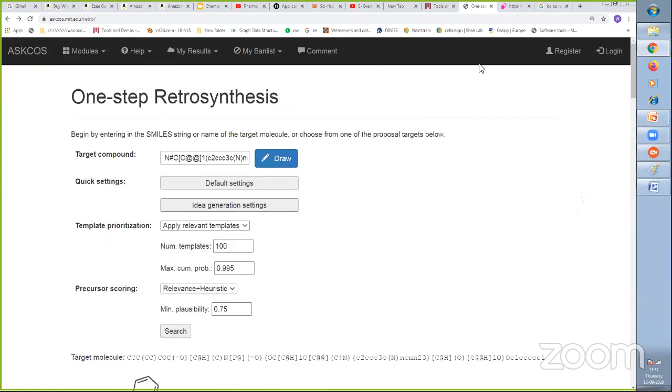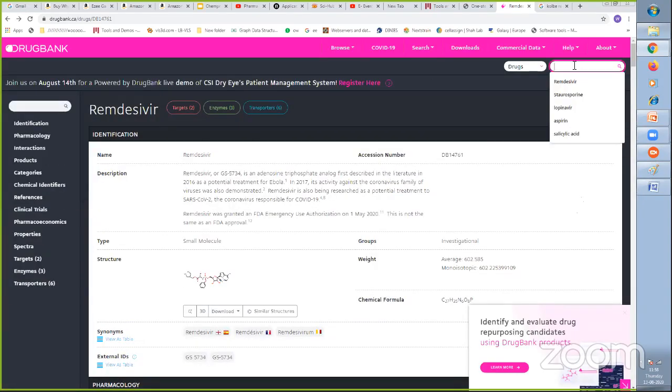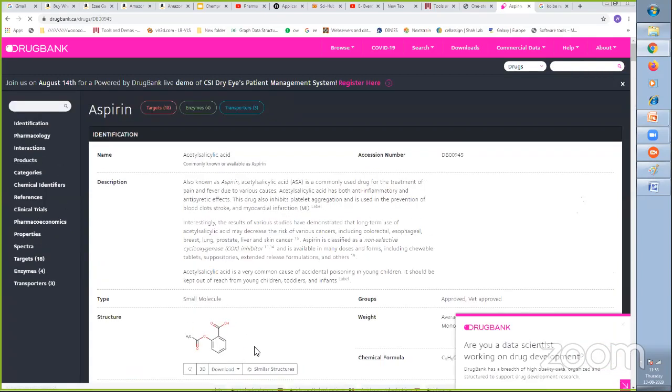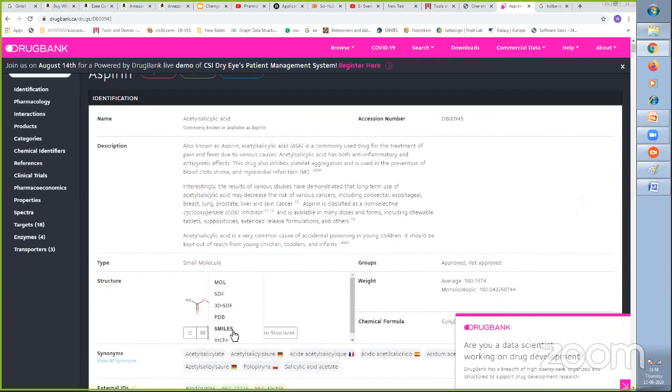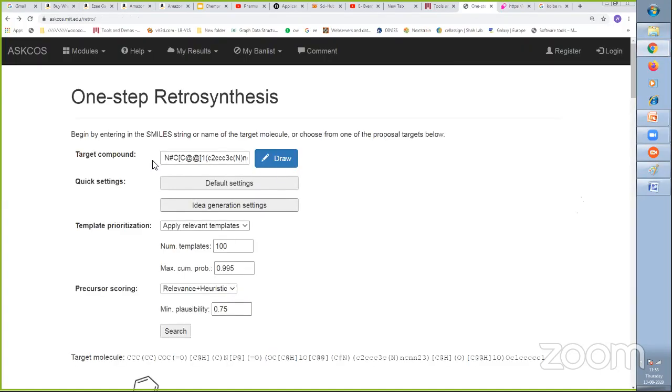For example, we take aspirin. Aspirin is a very simple molecule, and it is well understood. Any company in India can manufacture aspirin. So it's a very simple strategy. So what I do, I just type aspirin here. I just remove remdesivir and put aspirin there.